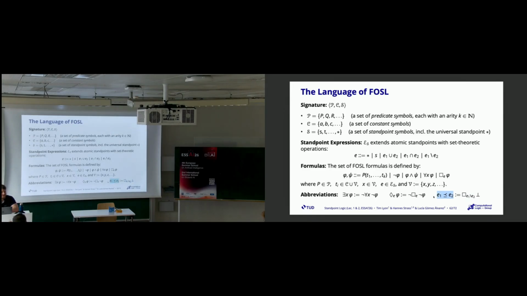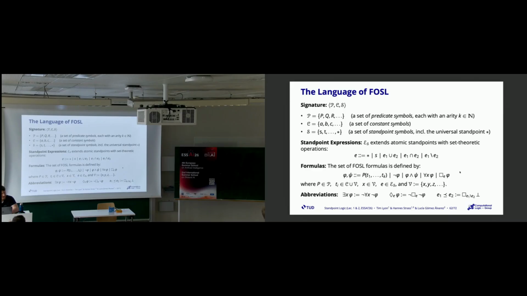These are not standpoints. These are taken to be terms that will refer to objects. So I guess I have to repeat the question. The question was, is P of T1 through Tk a relationship between standpoints? And the answer is no. This is a relationship between constants and variables.